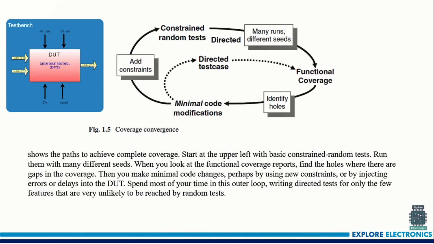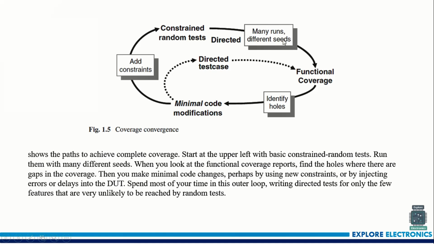In such a case, we need to put a constraint on the random generator: if you generate random values for write enable and read enable, please keep those two complementary to each other. It means when the write is happening with write enable equal to 1, read enable should be 0. It should not randomly generate read and write both equal to 1. Such random conditions we can add as a constraint. Then it becomes a constrained random test.